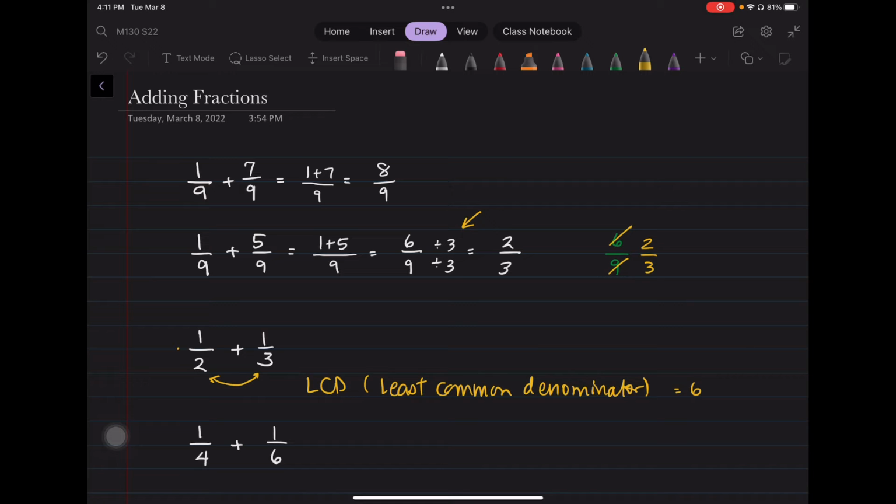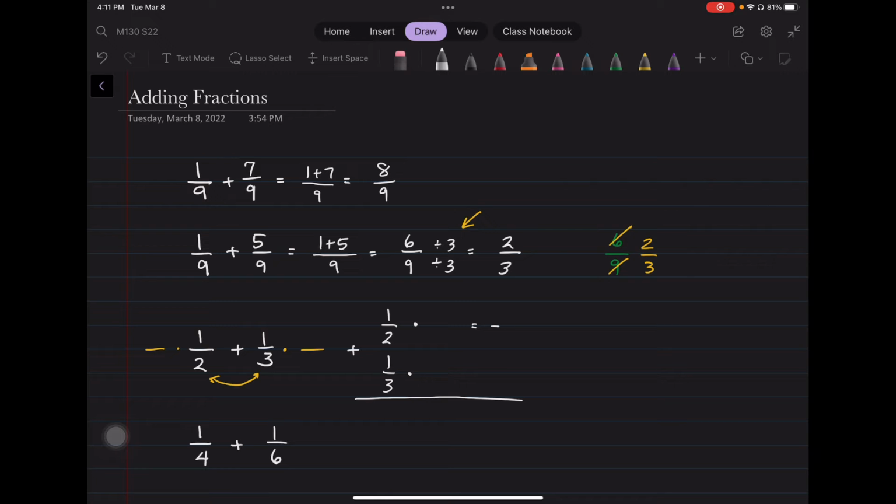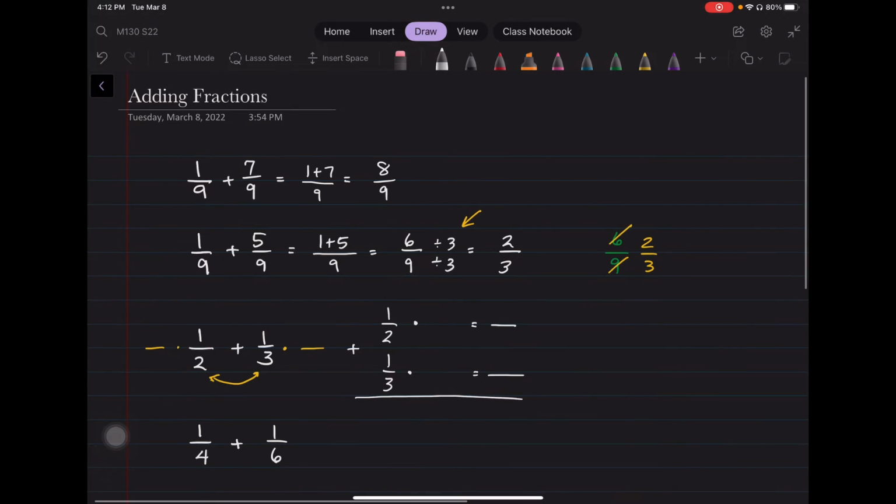So what I need to do is figure out, what am I going to multiply this 1/2 by to get to 6? And what am I going to multiply this 1/3 by to get to 6? I like to stack my numbers and write it out on the side. I'm going to show you what that looks like. Let's say I have 1/2 plus 1/3, and I need to multiply by that common factor. I need to multiply by that number so I can get to that common denominator.